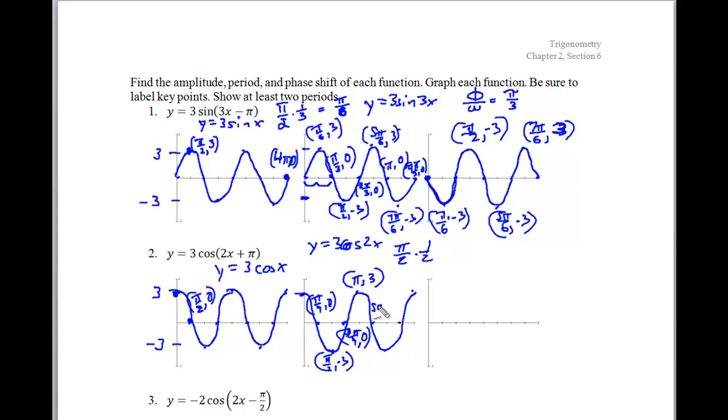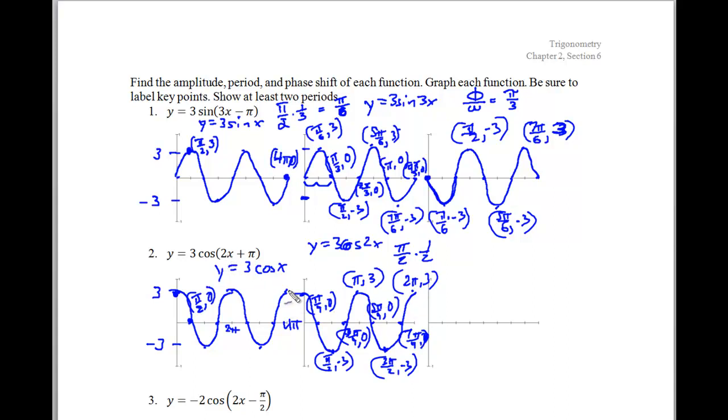Then this would be 5 pi over 4, comma 0. 6 pi over 4, which is the same thing as 3 pi over 2, comma negative 3. Then 7 pi over 4, comma 0. And then finally 8 pi over 4, which is the same thing as 2 pi, comma 3. So there is my answer to the problem, because if this normally is 4 pi, which it is if I use that, this would be 2 pi here for one cycle, 4 pi for 2 cycles. We do the entire 2 cycles in half the time because we doubled the speed.